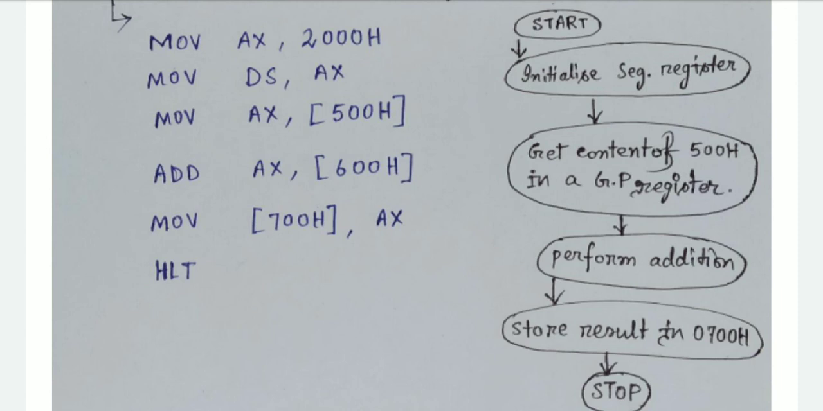Let's come to the flowchart part. Start. After that, initialize segment register, get content of 500 hex in a general purpose register, perform addition, store result in 700 hex, then stop. Our program is completed. This is a basic program of the 8086 microprocessor. In my next video I will discuss some more programs with more examples.